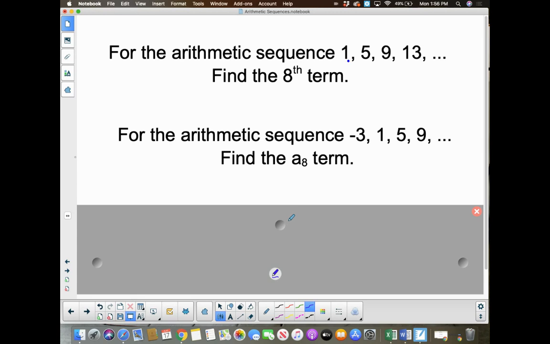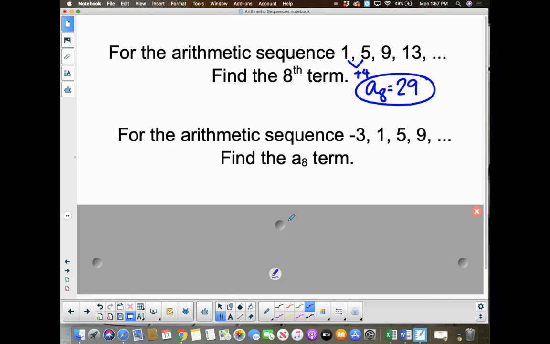So if you notice, you are adding by 4 each time. So if I continue to add 4, then I get 29 as my 8th term. Okay. So we're going to be looking at a formula that we don't necessarily have to keep adding for, that we can just plug in the first term, our common difference, and the term number we're looking for, and then we find our answer easily.